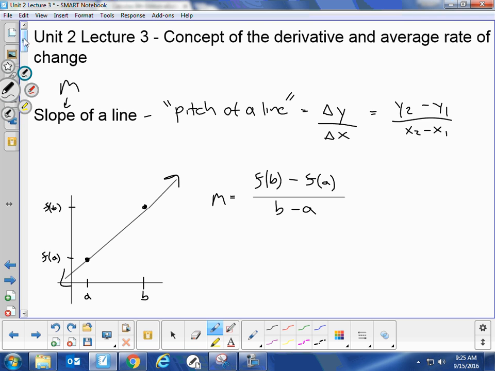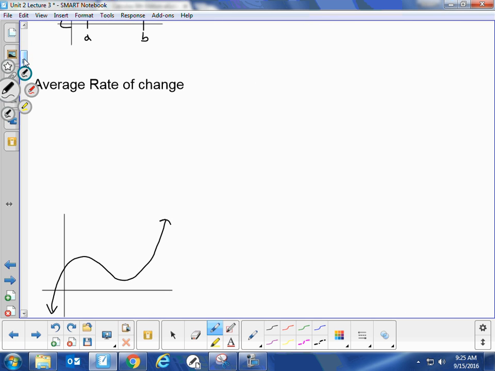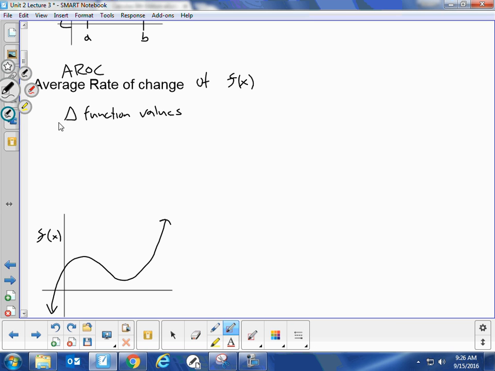All right, well, now let's talk about something that seems different but is not. Average rate of change. The average rate of change of, let's just say, a function. And here is a function. We will use AROC for short. AROC, average rate of change. The average rate of change of a function is just going to be the change in your function values divided by the change in your interval.